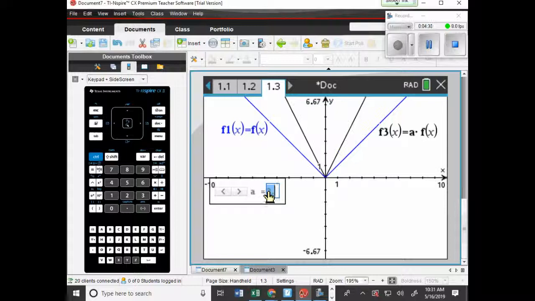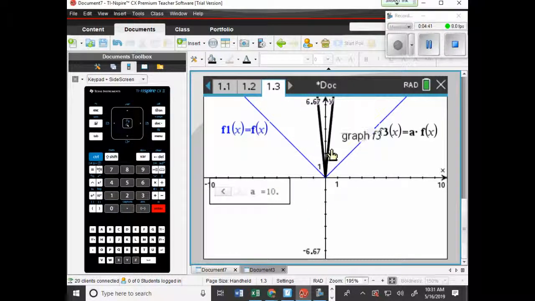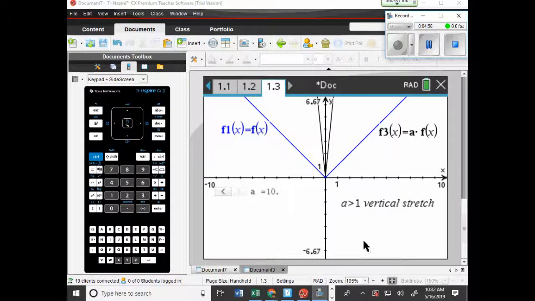What if I let a be 3? Even skinnier. What if I let a be 10? Even skinnier. So the bigger a is, if a is greater than 1, the graph is going to be skinnier. It's going to be made more narrow. We call that a vertical stretch. So if a is greater than 1, you have a vertical stretch.